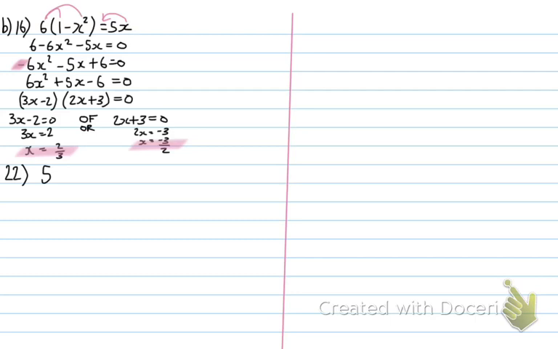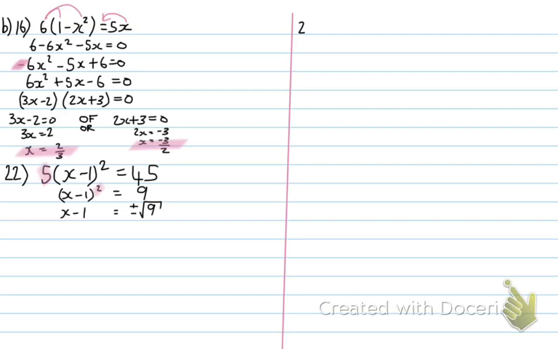Number 22, 5(x - 1)² = 45. First I divide by that 5 that's in front. So I get (x - 1)² = 9. Now, there are different methods to do this, but we are going to do it with this method now. So I see that there's a square. To get rid of that, I'm going to take the square root on the other side. So I'm going to get x - 1 is equal to plus minus the square root of 9.